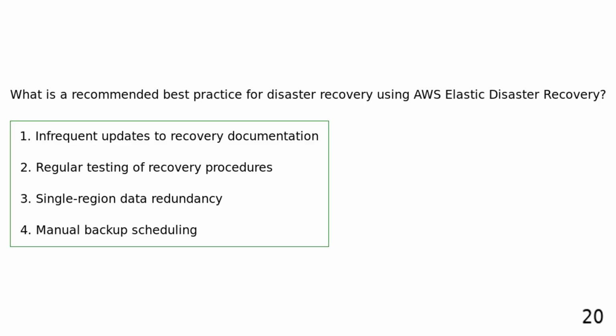What is a recommended best practice for disaster recovery using AWS Elastic Disaster Recovery? Infrequent updates to recovery documentation. Regular testing of recovery procedures. Single region data redundancy. Manual backup scheduling.